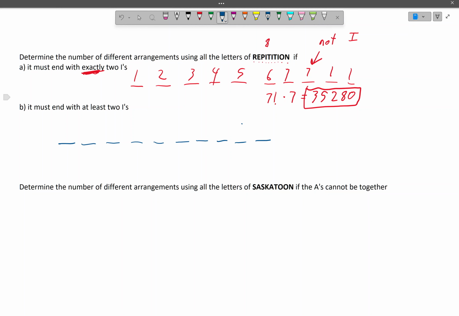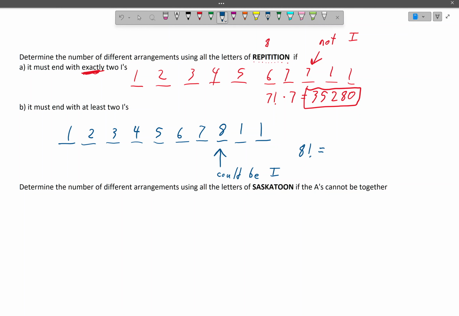That these two must be I's, that's fine. But this one could be an I. And because it could be an I, it could be an 8. It has 8 choices. Then 7, 6, 5, 4, 3, 2, 1. So this one is just 8 factorial.